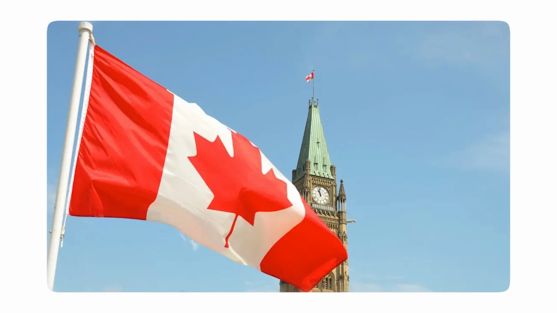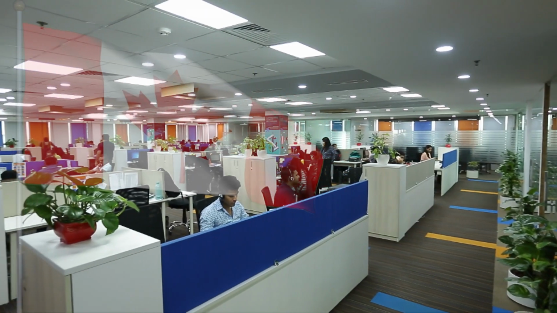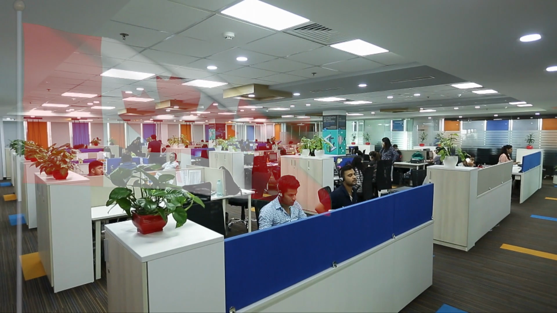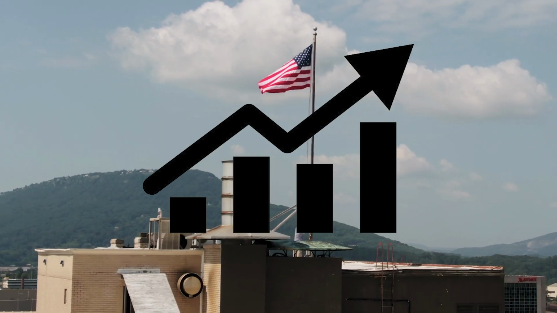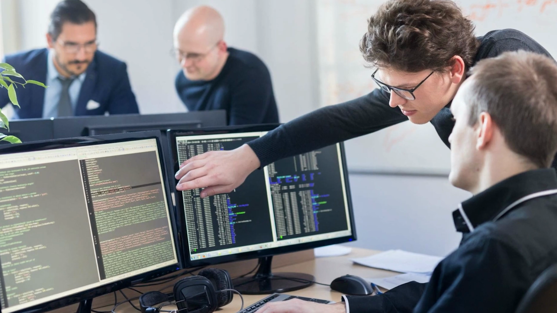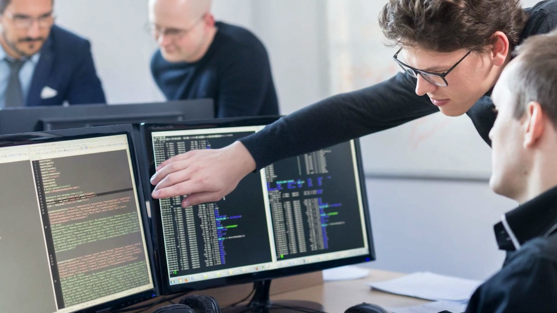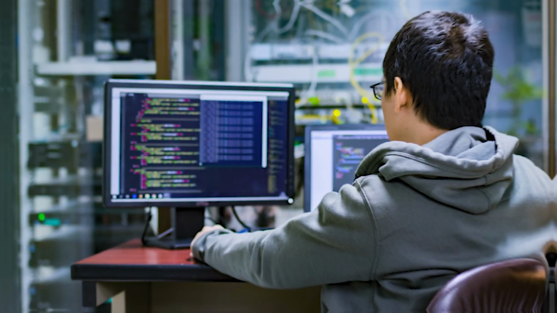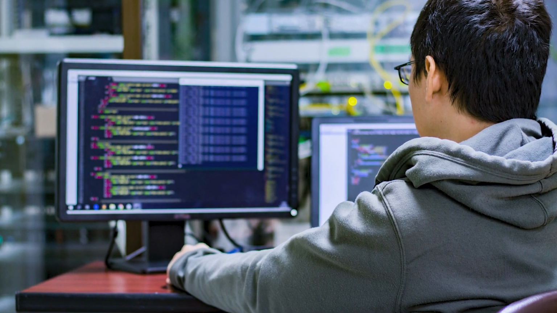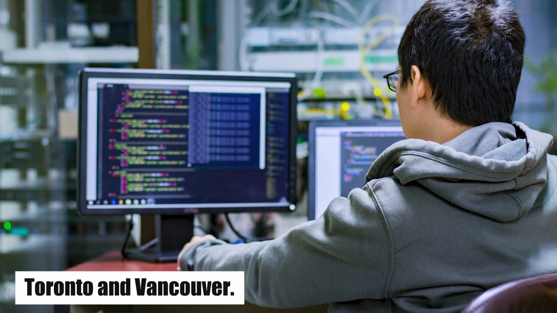According to a CBRE analyst, the IT market in Canada has expanded by 15.7% since 2020, surpassing the 11.4% growth in the US. According to the report, there are currently 1.1 million tech workers in Canada, and 2 of the top 10 tech cities in both the United States and Canada are Toronto and Vancouver.